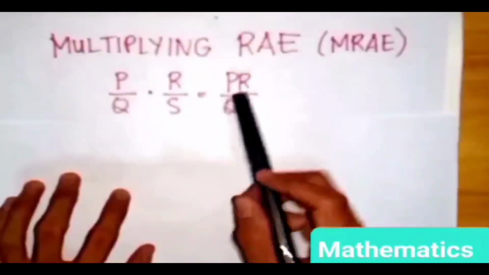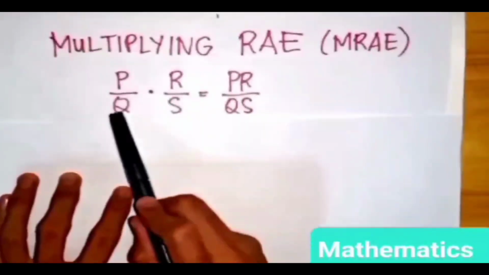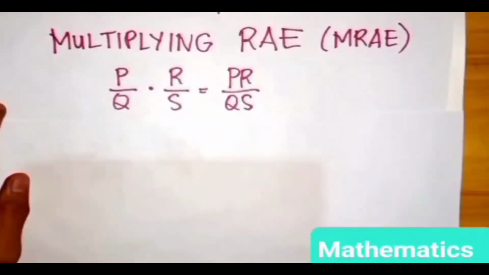P over Q times R over S is equal to PR over QS. So here, P, Q, R, and S are polynomials, and itong Q at saka si S hindi pwedeng maging 0 because it will make the rational algebraic expression undefined or meaningless. So let's have this first example.